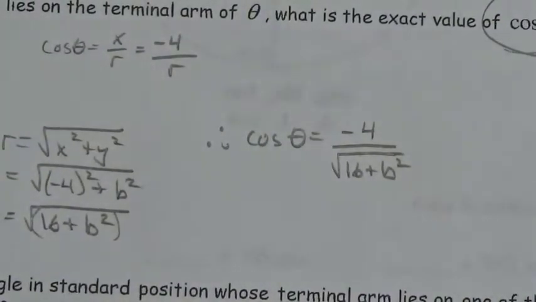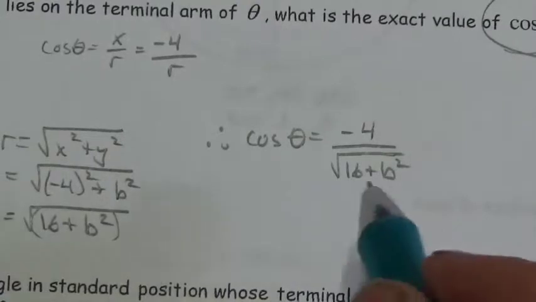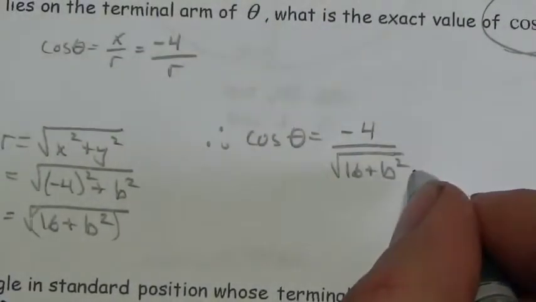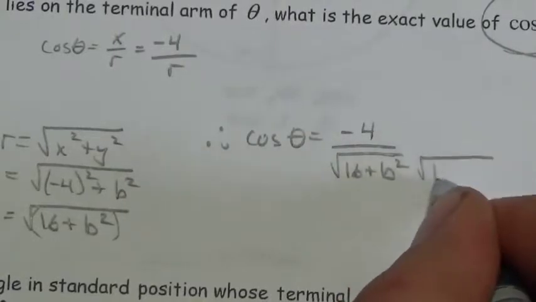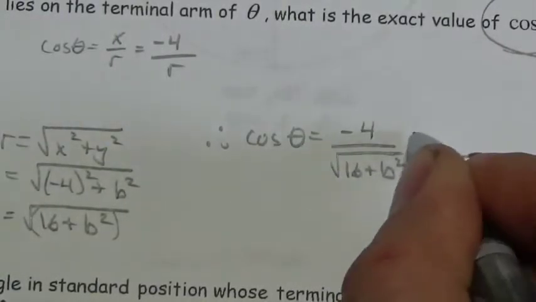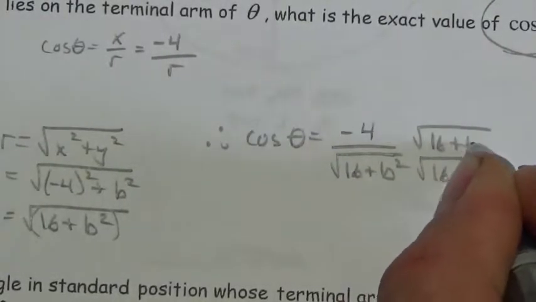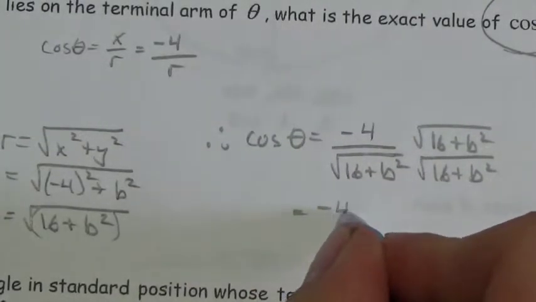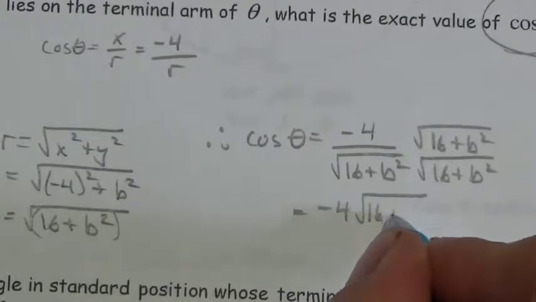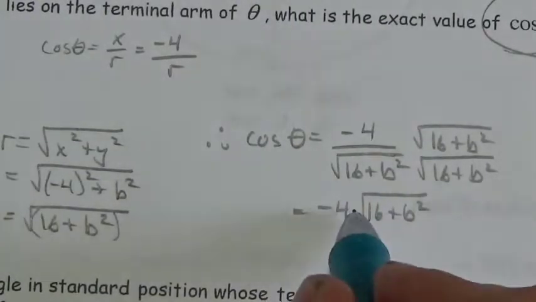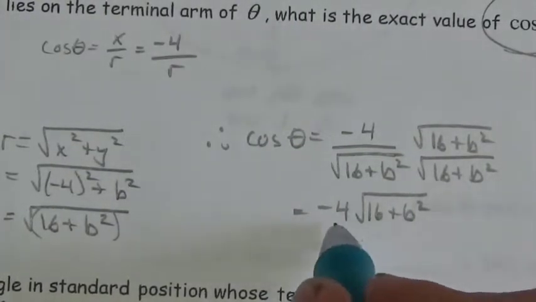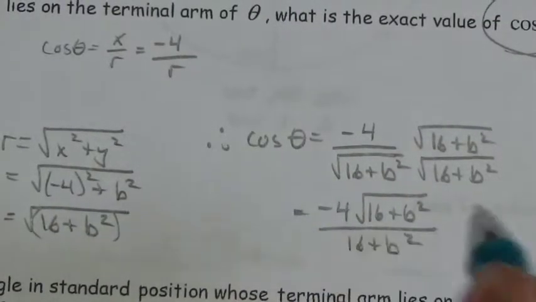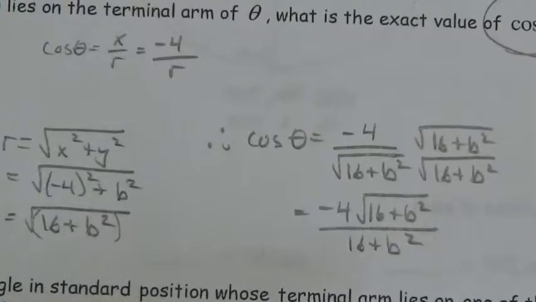Now, just to honor the fact that some of you are going to have teachers that are going to insist on this, and again, it depends on the order that you're doing the course in, we might have to rationalize this, meaning that I might have to multiply top and bottom by the square root of 16 plus b squared. In the numerator, the best I can do is simply write out negative 4 times the root of 16 plus b squared. And then the denominator would become 16 plus b squared. The radical would go away.